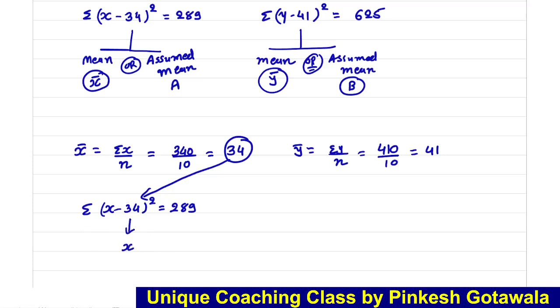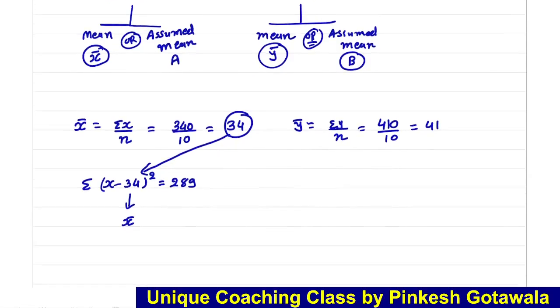This is our x bar, it matches. So we can write it this way. This now becomes sigma (x minus x bar) whole square = 289.